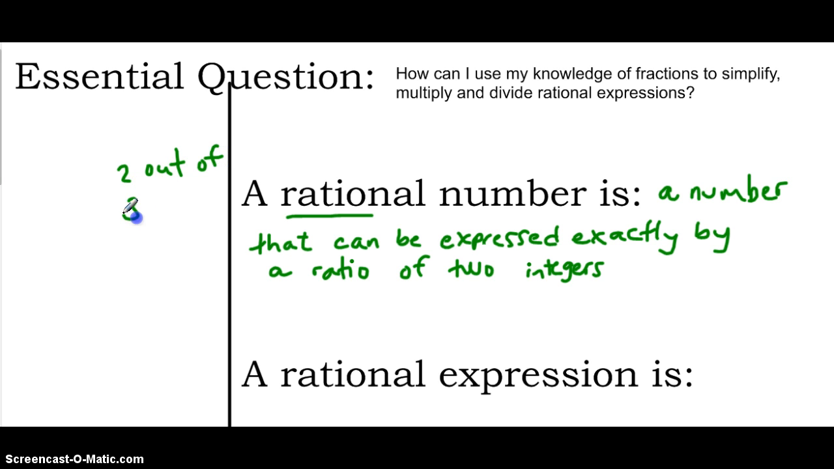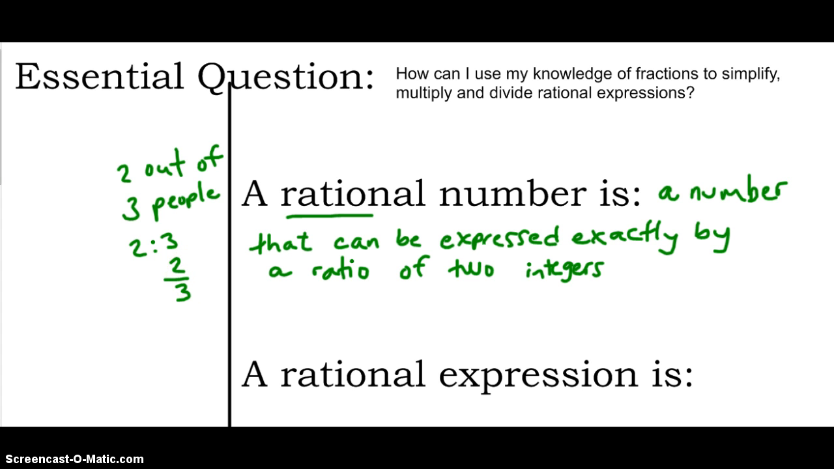So if we say 2 out of 3 people, we can also write that as 2 out of 3, another way to write a ratio, or we can write 2/3. And so don't forget what fractions mean. They are a ratio of numbers. So all of these mean the same thing. 2 out of 3 people is the same thing as 2/3 of the people in the room.